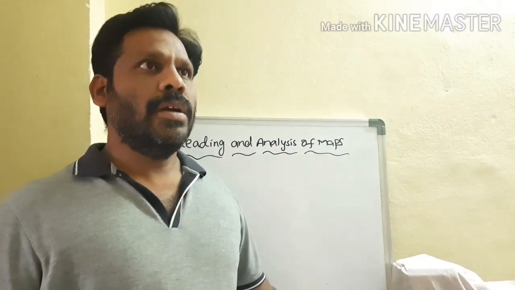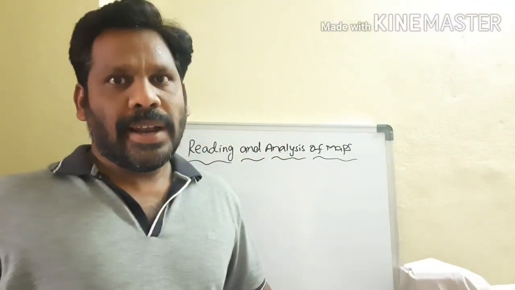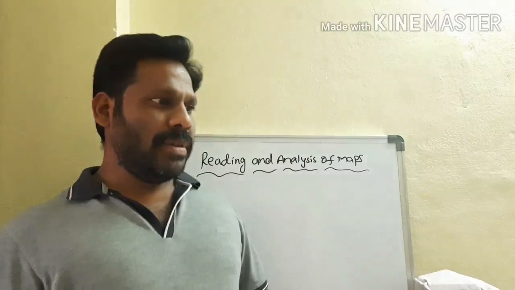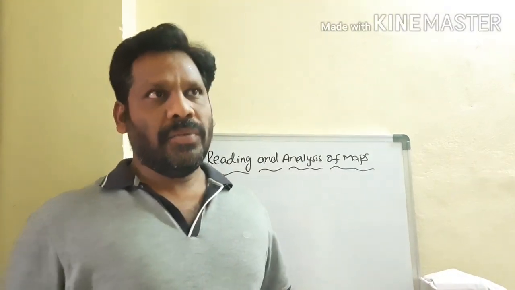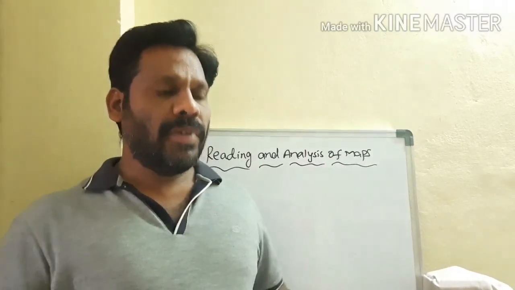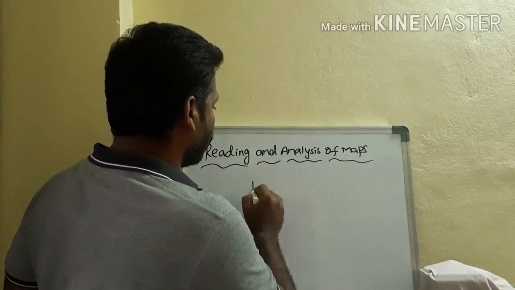The topic is reading and analysis of maps. We already learned in the earlier classes what a map is and what a globe is, right? A map looks like a flat surface which shows us all the different types of features. For example, we have different types of maps. What types of maps are there?